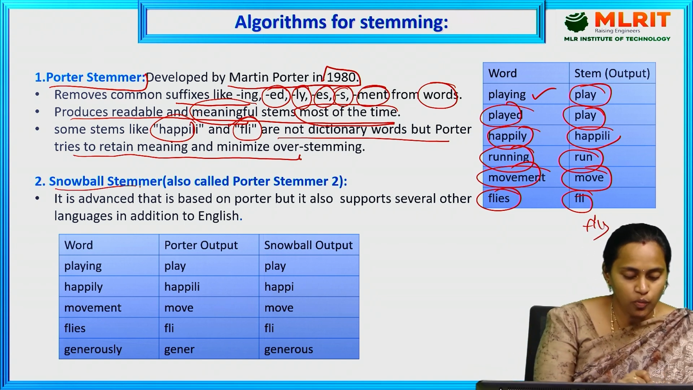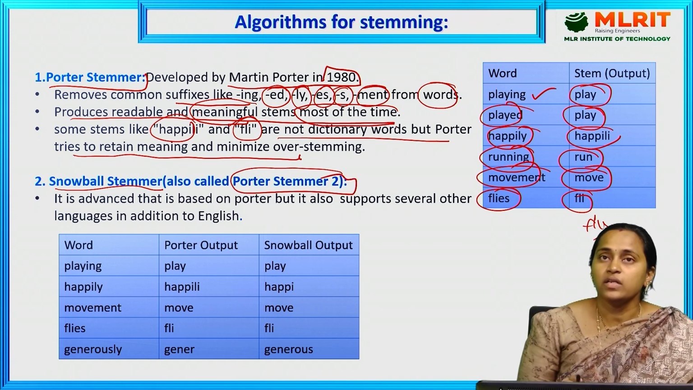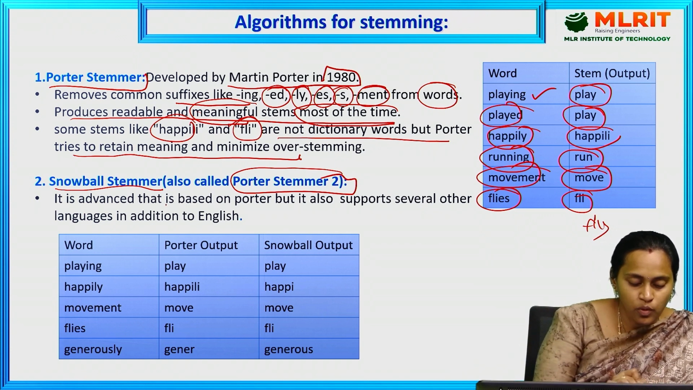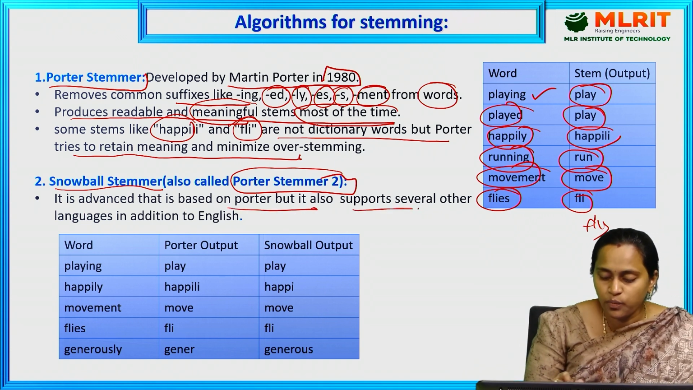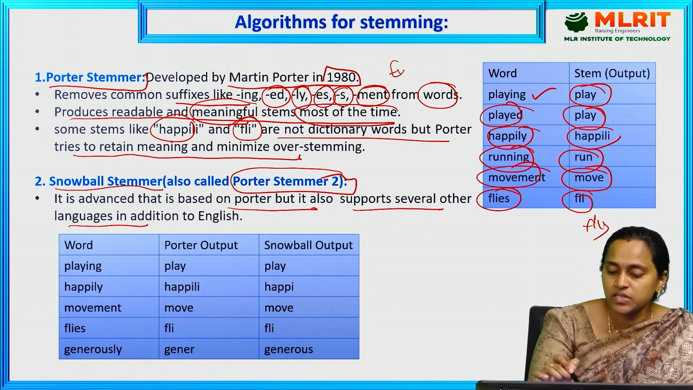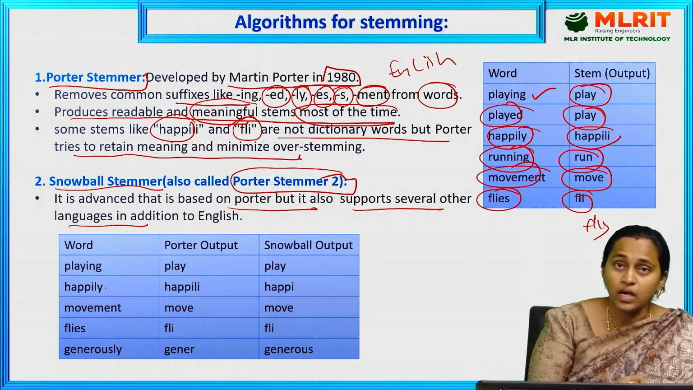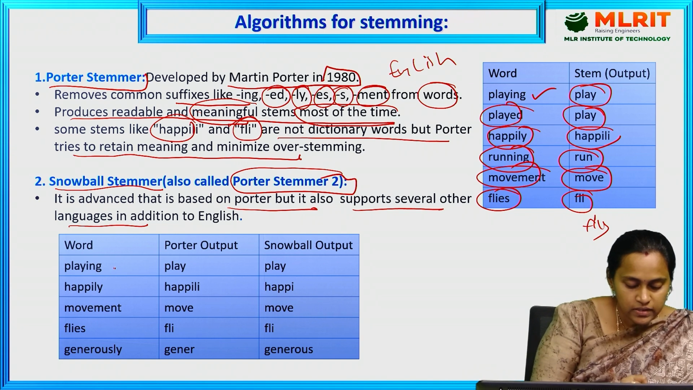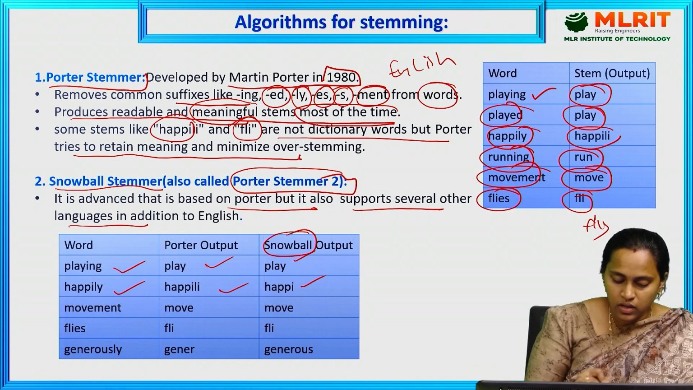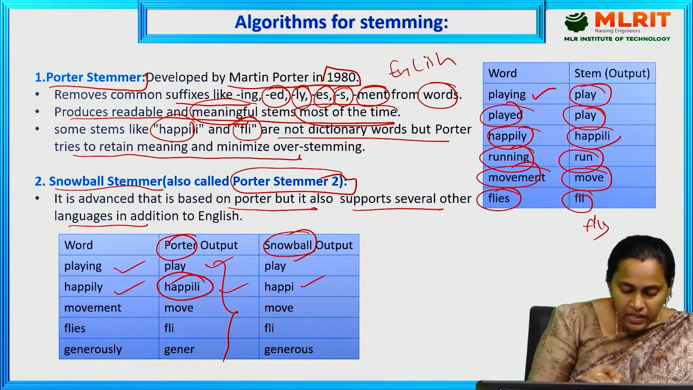Next, see the Snowball stemmer, also called Porter stemmer 2. This is version 1, this is version 2. What is the advantage of Snowball stemmer? It is based on Porter, but it also supports several other languages. Porter stemmer is applicable only for English, but Snowball is applicable to multiple languages in addition to English. Let's see the words here: playing, play, happily. This is Porter, already discussed. But here, compared to happily, we will get happi.